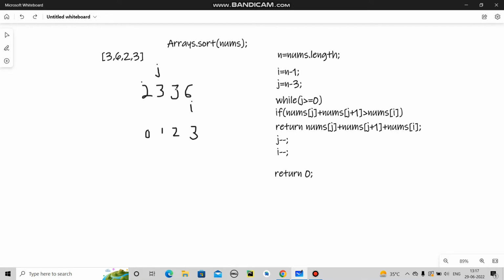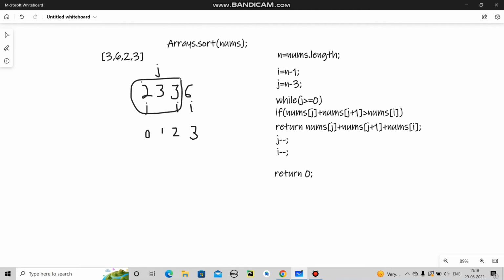Okay, if a triangle has not been formed using these three sides, we will simply decrement i by 1 and j by 1. So like in this case 3 plus 3 is not greater than 6, so this chunk is not useful. So we will move our pointers in such a manner that we get this chunk. For that we will decrement j by 1 and our j will reach here, and we will decrement i by 1 and our i will reach here. So we are now focusing on this chunk.